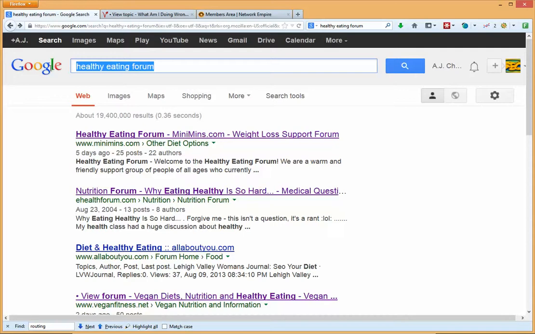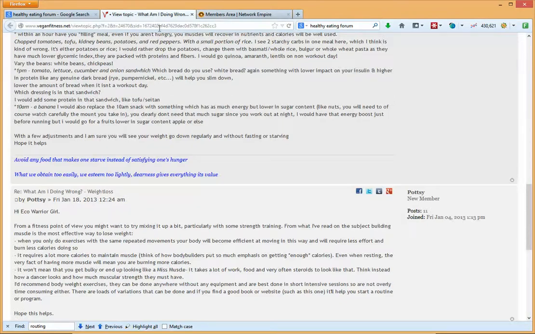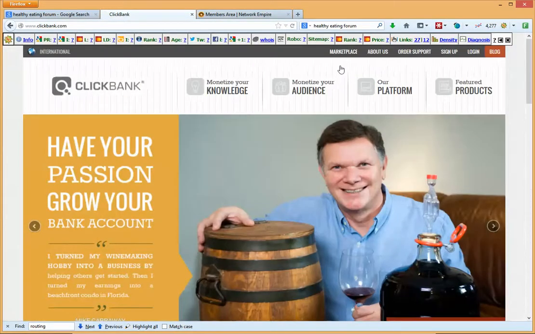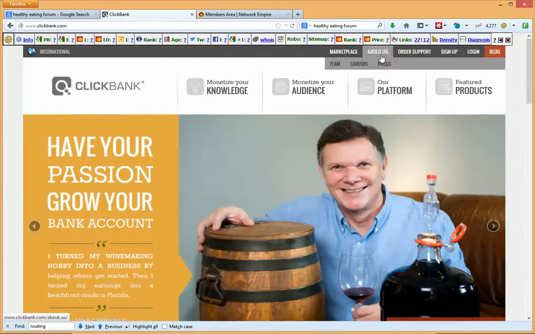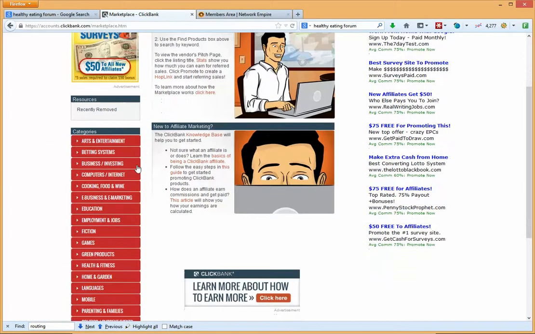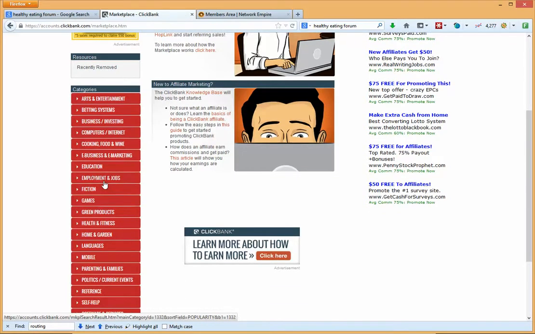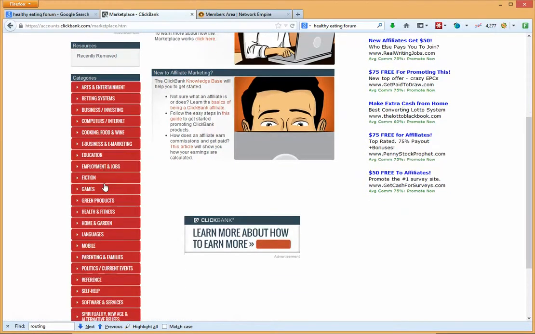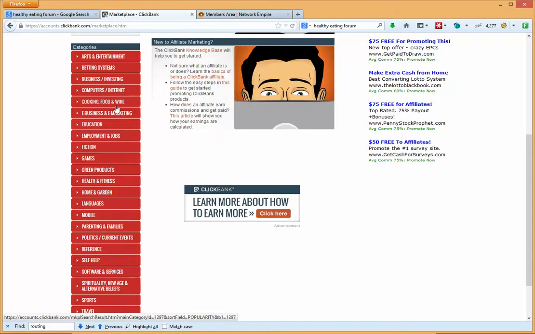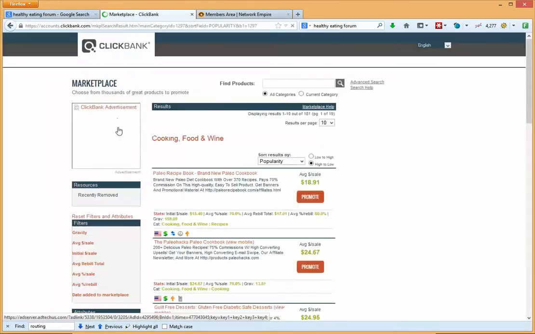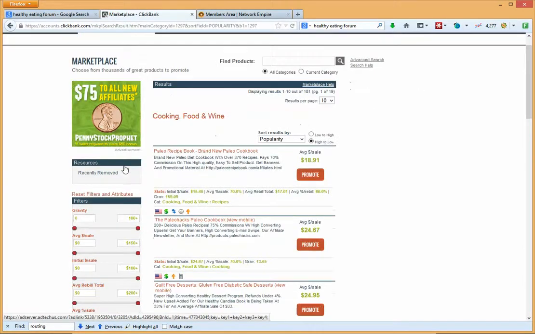And then you can look into different niches as well. It's not an easy thing to come up with things, so I'll give you a little hint. Go to clickbank.com. Go to the marketplace, I think. And then here are all the categories. Here are the people that are selling products online, and these are the niches that they're in. So you can look at these niches and start Googling forums from there and finding out different things to do.